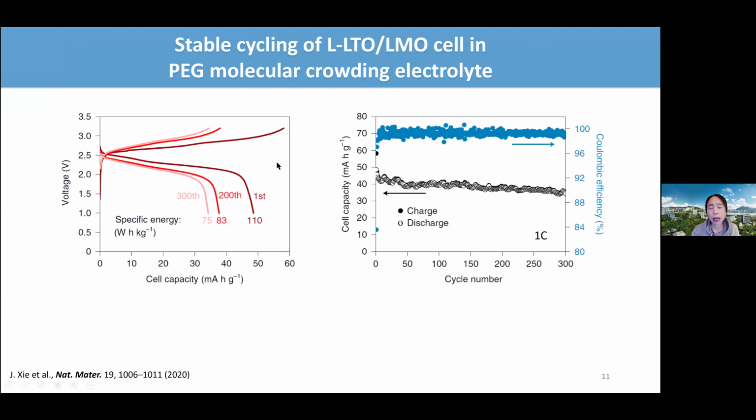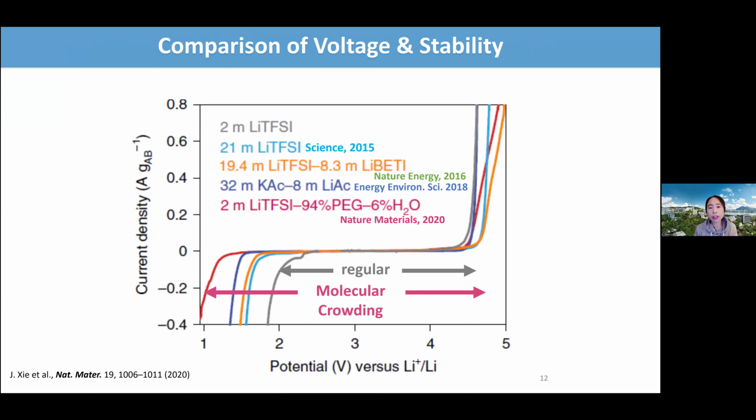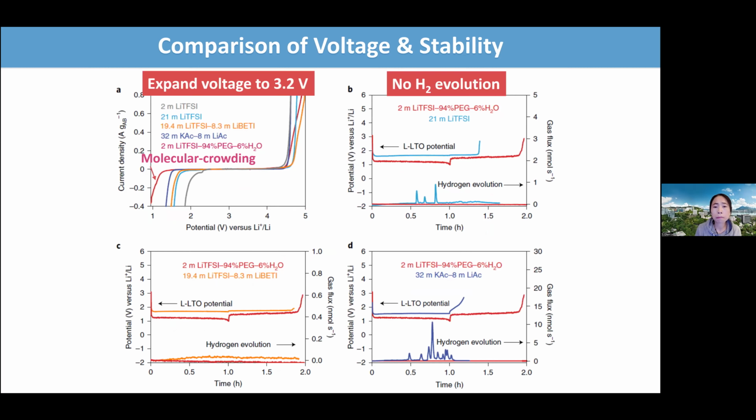And so this type of cell can operate for more than 300 cycles at more than 80% capacity retention. So we thought it would be interesting to compare this low lithium concentration electrolyte with other highly concentrated electrolytes. And we found that it actually provides one of the widest potential windows for aqueous electrolytes.